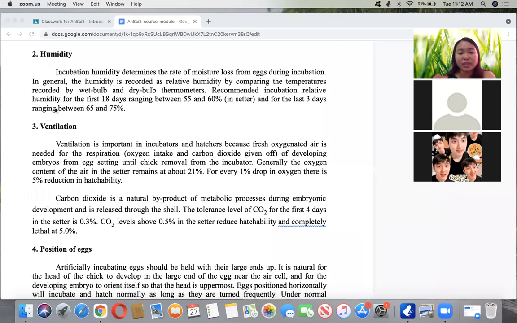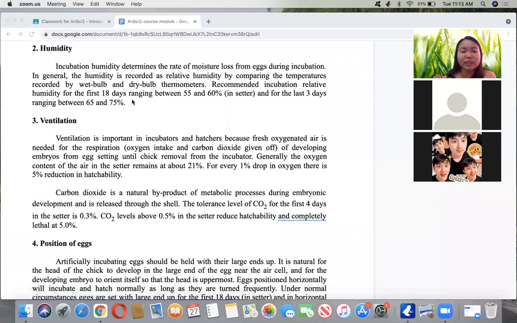So, the recommended incubation relative humidity for the first 18 days, kasi in the first video that we had last time, we have learned that in the first 18 days, nakasetter siya, but after 3 days for hatching na siya, no? So, it takes 21 days from incubation to hatching. The humidity would range from 55 to 60% in the setter, and for the last 3 days would be higher, 65 to 75%. So ito yung humidity na kailangan.